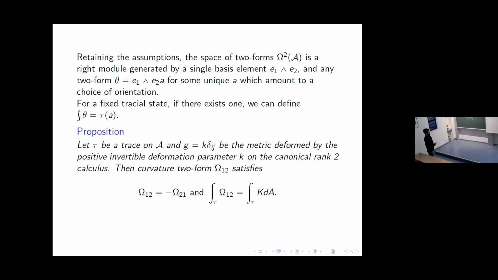Then, retaining the previous assumptions, the space of 2 forms is a right module generated by a single basis element, e1 wedge e2, and any 2 form theta is determined by a unique a, which is an orientation plus some normalizing length. For a fixed tracial state, if one can find such, we define the integral of theta to be tau of a. So we have the following proposition: if tau is a trace on A and g is the conformal deformation of the diagonal metric by a positive invertible deformation parameter k on the canonical calculus, then the curvature 2 form satisfies this identity. This one is important.